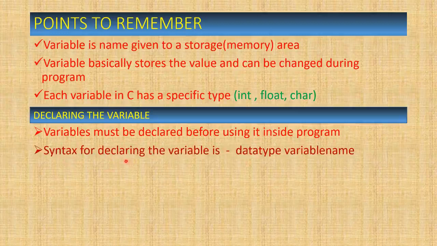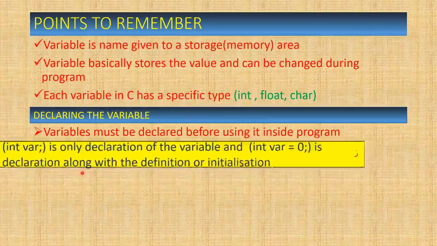The syntax for declaring a variable is that you mention the data type, then give one space, and then the name of the variable, same as we declared int var in the previous slide. Here the semicolon is missing, so put a semicolon here. That's how you declare the variable. You give the data type and then the variable name, like int var, where int is the data type and var is the name of the variable.